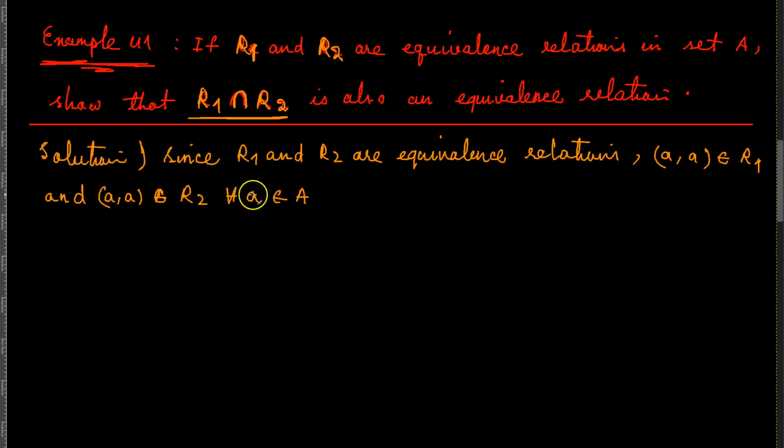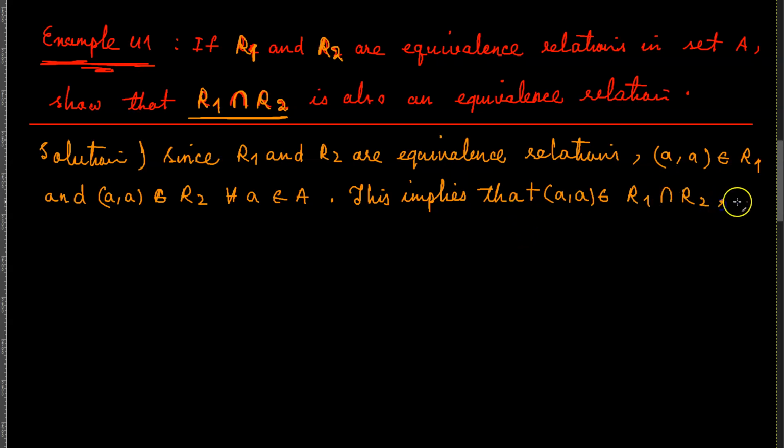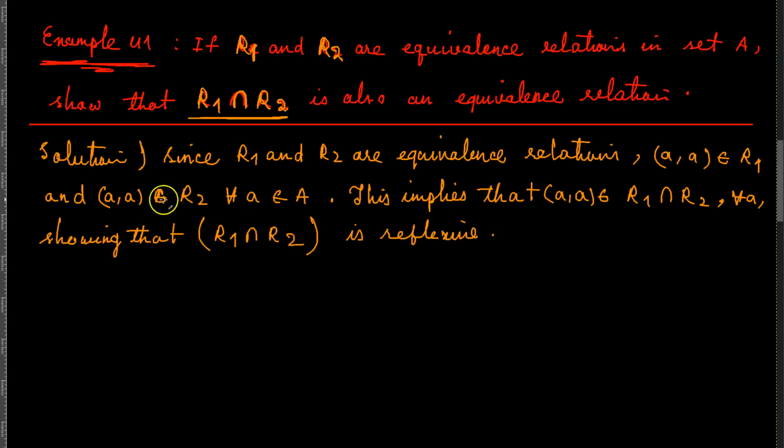Now this implies that (a, a) belongs to R1 intersection R2 for every a, which shows that R1 intersection R2 is reflexive, because we have shown that (a, a) belongs to R1 intersection R2 for every a belonging to A, which means that R1 intersection R2 is reflexive, right?